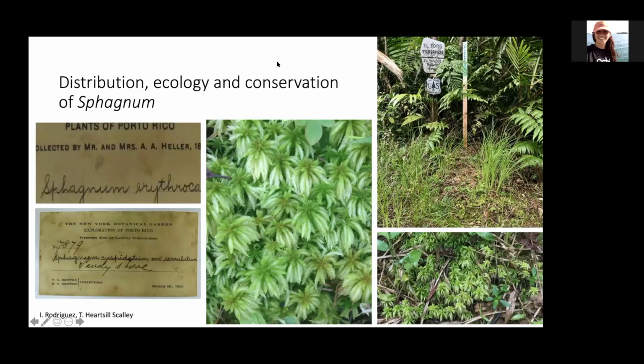Okay, next slide. Then we look at another important plant, and this one is sphagnum. I'm going to turn on my camera so you can see my face. So this moss, sphagnum, grows only in two areas of Puerto Rico. It's in the elfin forest, so in the cloud forest, and it grows in the soil. It's hard to see it here in the picture on the right on top. There is some sphagnum growing on the soil in there.